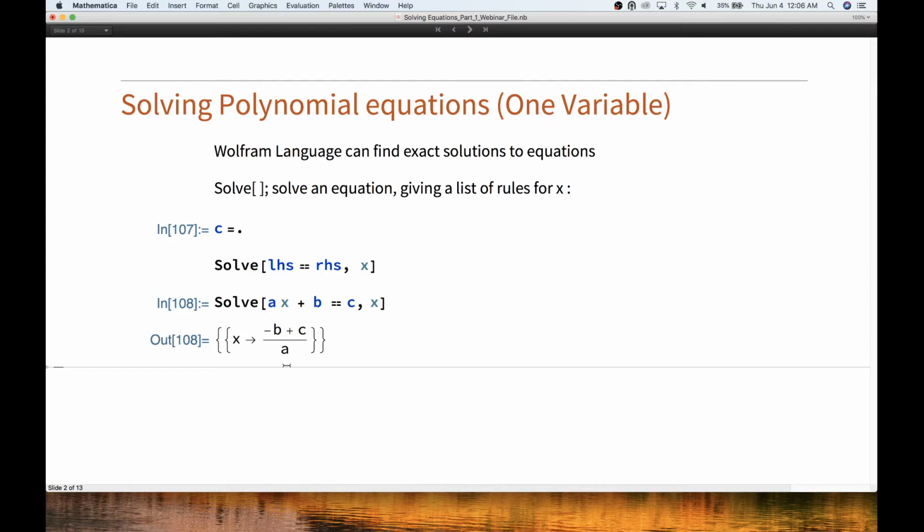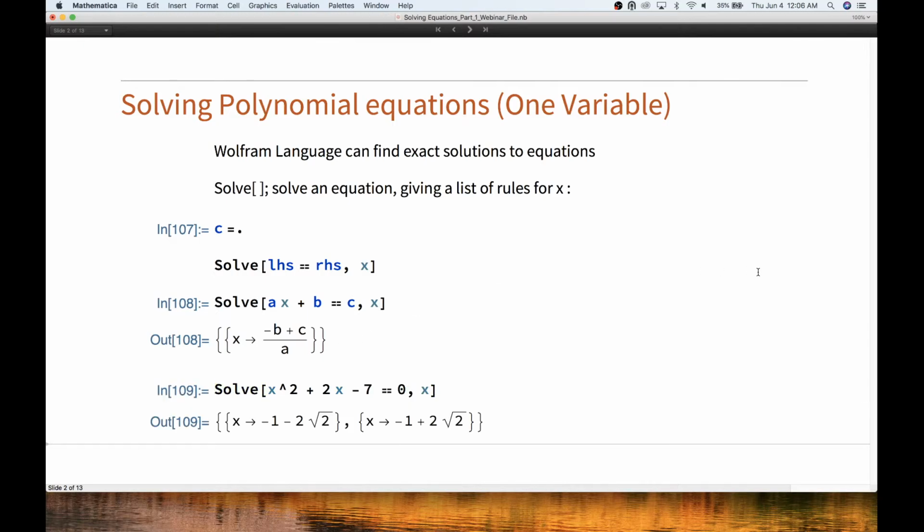Now let's solve a quadratic equation. If I have to solve a quadratic equation, let's say x^2 + 2x - 7 == 0 with respect to x, it will give me the result for that. Please note that there is a space between 2 and x in this scenario, which is understandable.